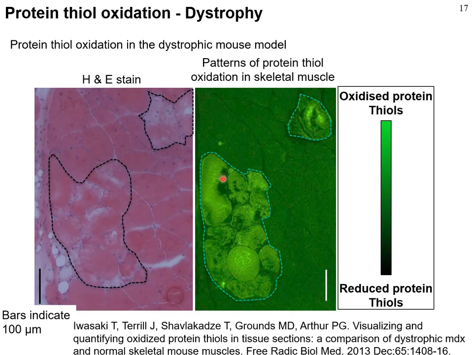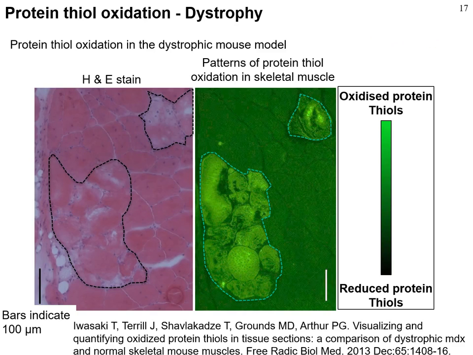And the way it works is that the lighter it is, the more oxidation that's occurring. And you can see that where we have disrupted fibers, in other words, fibers dying of necrosis, we also have very high levels of thiol oxidation. So in this patch here and this patch over here. So again, this supports the idea that protein thiol oxidation is contributing to the pathology that we see in necrosis.